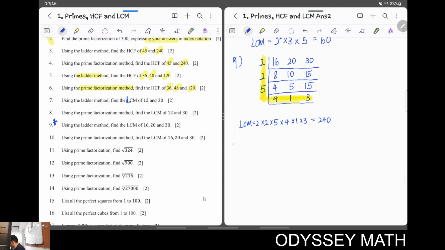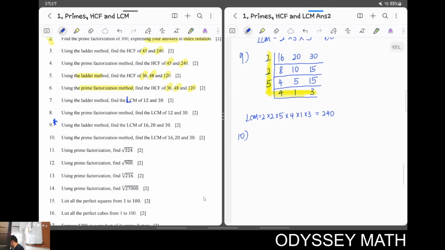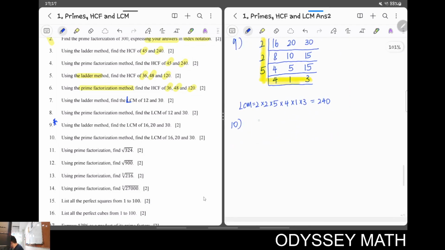Now for question number 10, we are going to do the same question as question number 9. It's going to be the same three numbers. So find the LCM of 16, 20, and 30. But instead of using the ladder method, we are going to use the prime factorization method. So for this question over here, we are going to prime factorize each of the numbers. Okay, 16, 20, and 30. Okay, so we prime factorize them quickly.